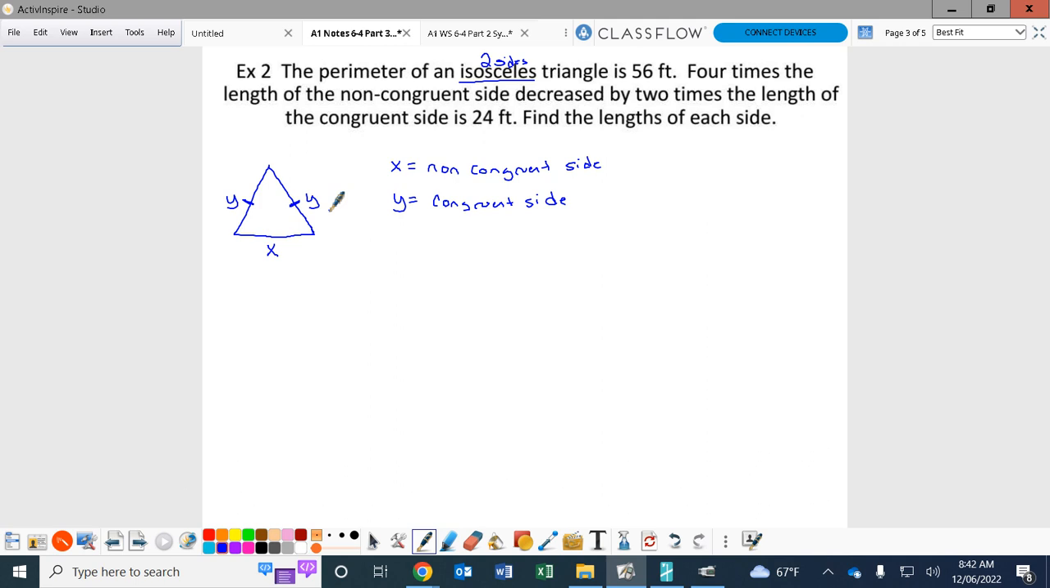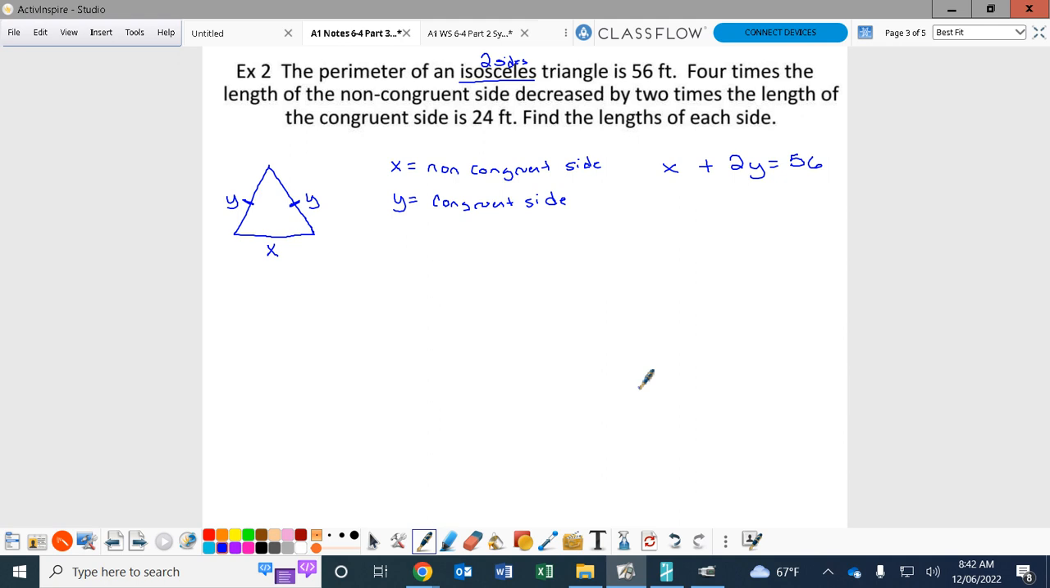Right. Now perimeter. We're going to go back to that sentence again. The perimeter of the isosceles triangle is 56 feet. Perimeter just means add up all the stuff on the outside. Well, how many x's are on the triangle? 1. x. Plus, how many y's are on the triangle? 2. So 2y. Perfect. And what's it equal to? Wait, what's the perimeter? That's 56. There you go. That's the first equation. Add up the stuff on the outside, it equals the total for the perimeter.